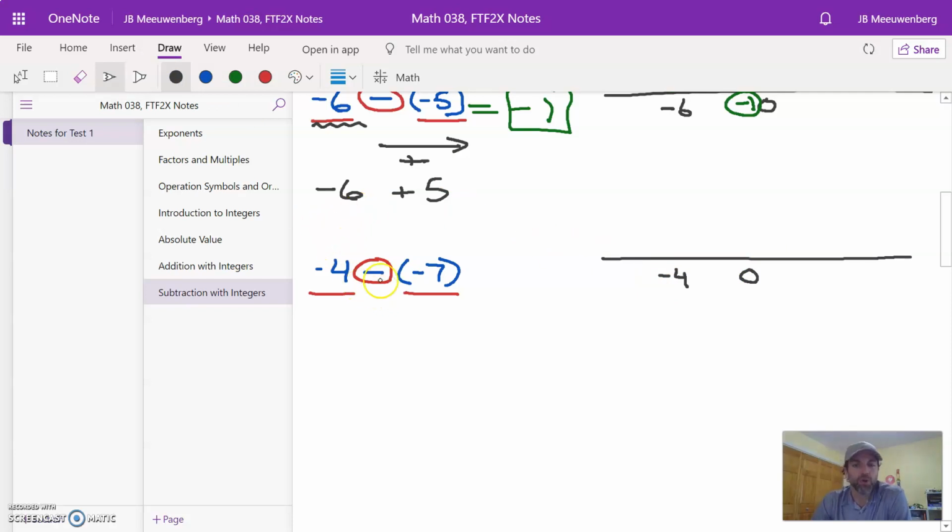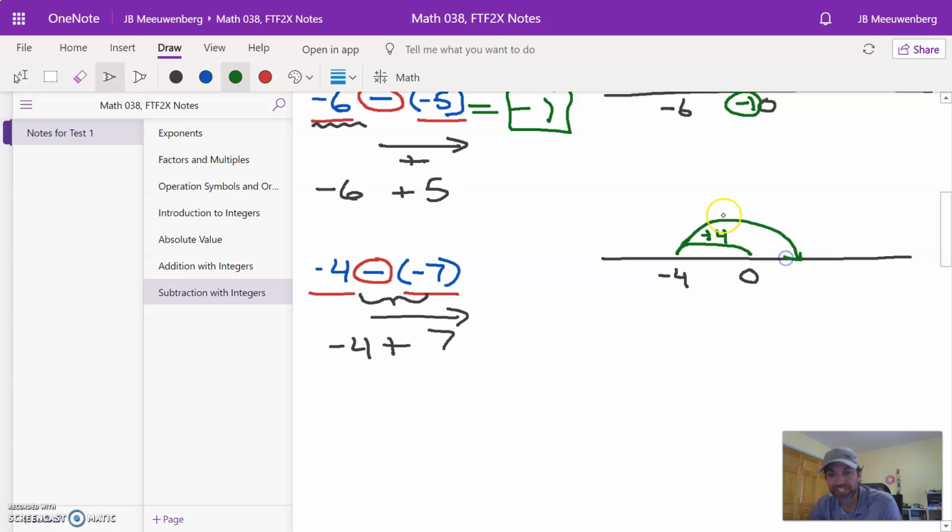So again, we are subtracting a negative, which means we're going to go to the right. We're going to add 7. So negative 4 plus 7. So if we're going 7 in the direction to the right, I'm going 7 this way, and 7 is bigger than this gap. It's bigger than the gap of getting me to 0. So I'm going to start by just going plus 4, but I need to go all the way plus 7.